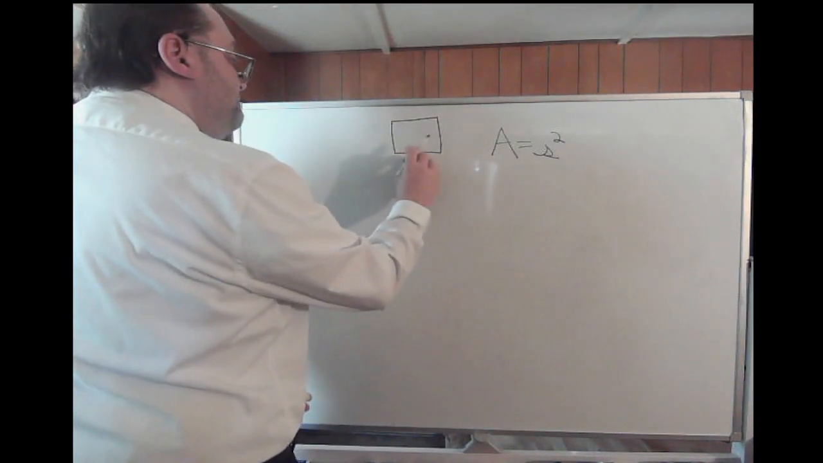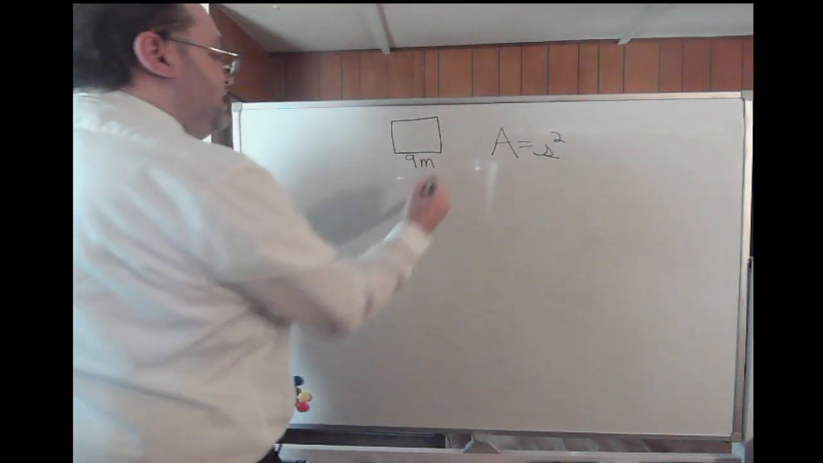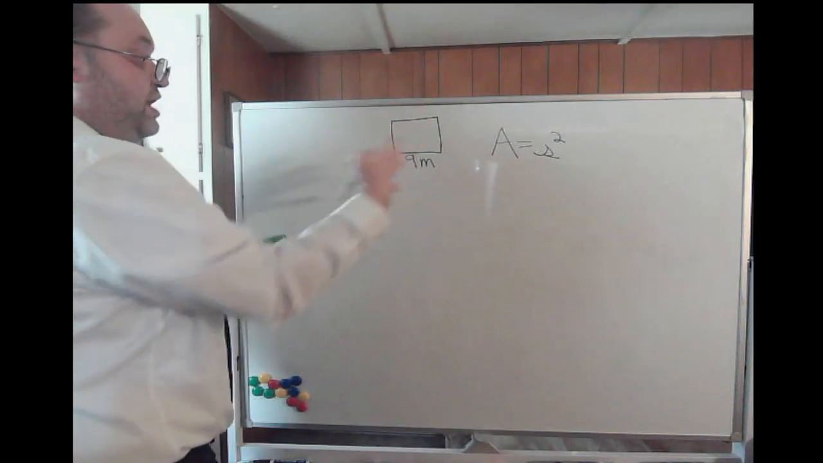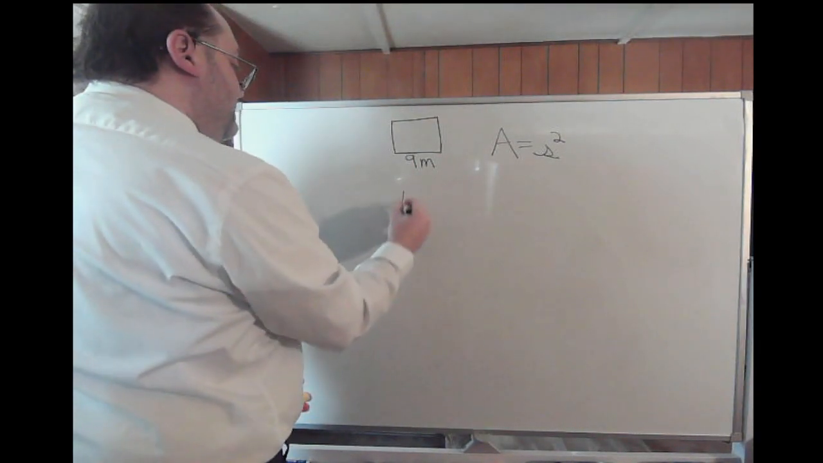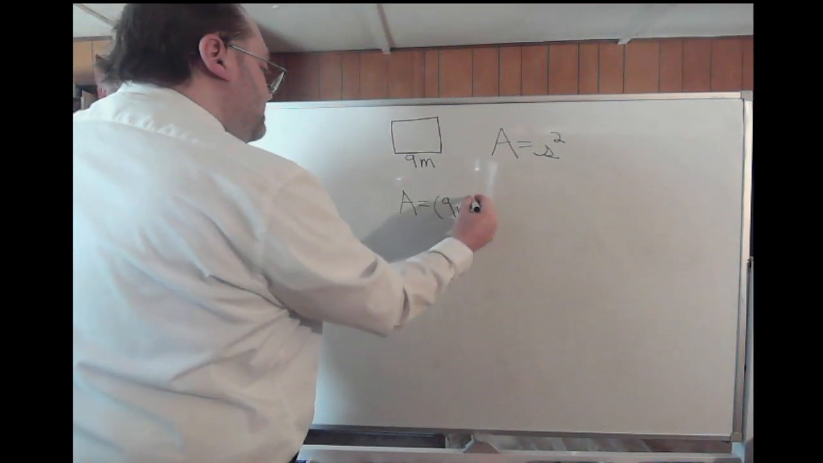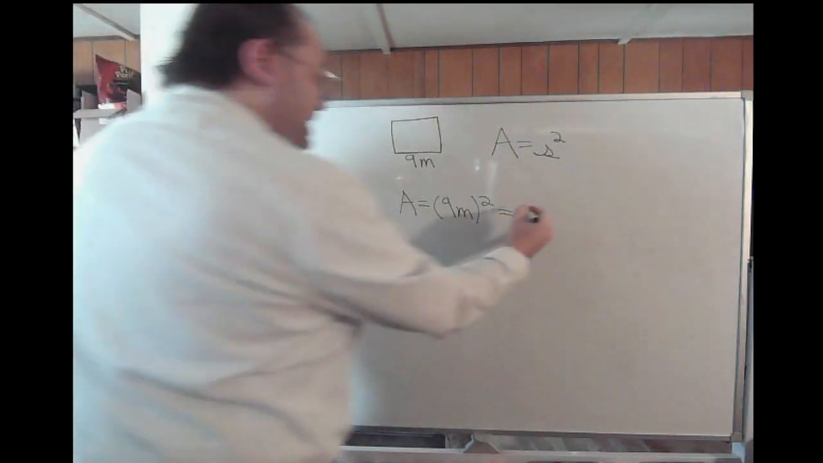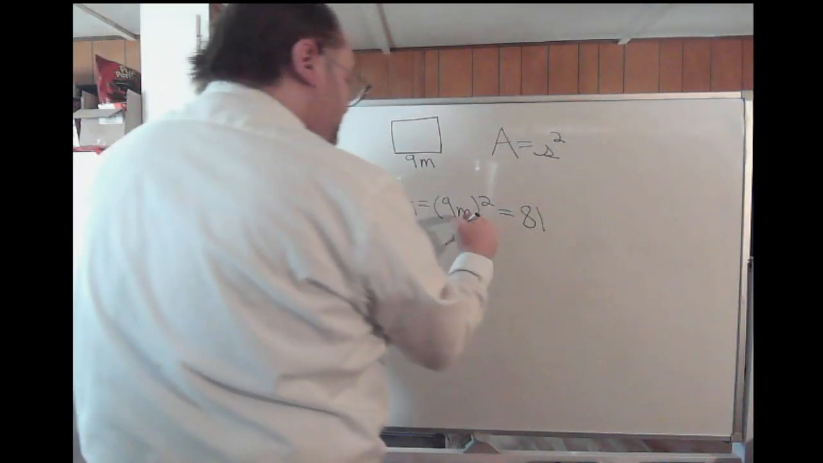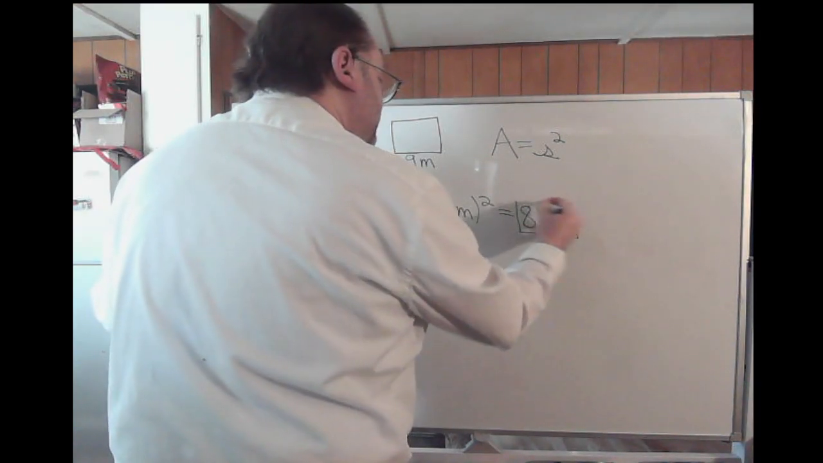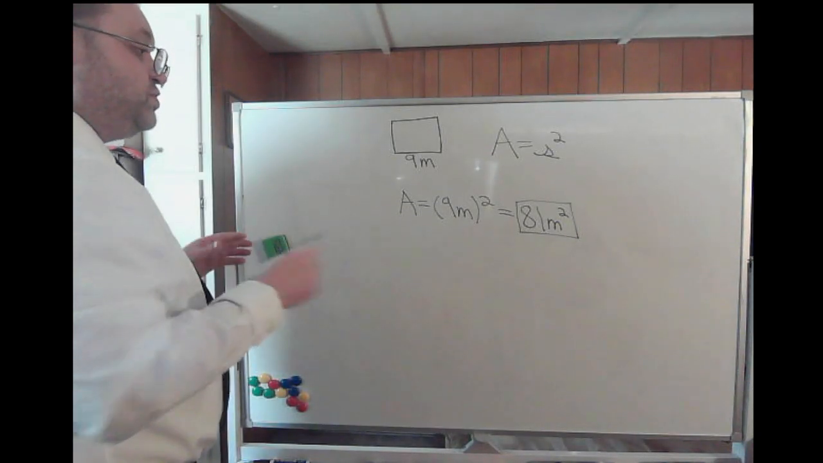So let's say you have 9 meters for the length of a square for one of your sides, which means all of them are going to have 9 meters. To get the area of that square, you're just going to take that 9 meters to the second power. Now 9 to the second power, that's 81. And then meters to the second power, that's meters squared. So your area is going to be 81 meters to the second power, 81 meters squared for your square.